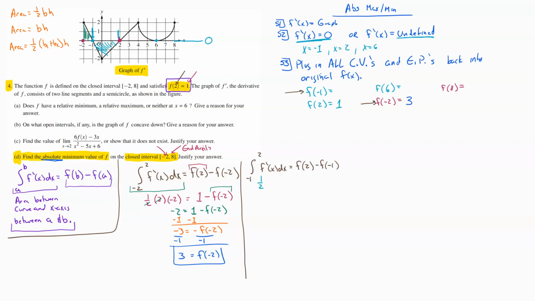So this would be 1/2. The base is now going to go all the way across there. So the base is 3. The height again is going to be -2. And that's going to equal f of 2 minus f of -1.